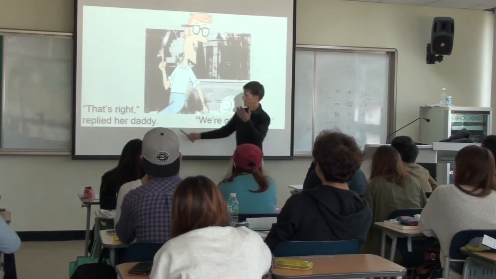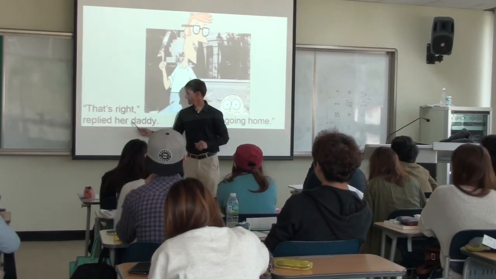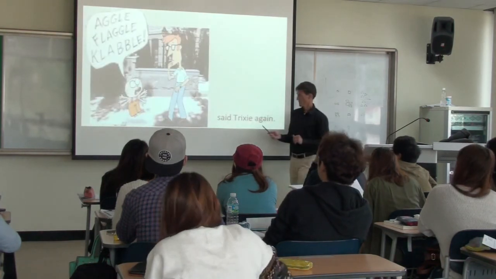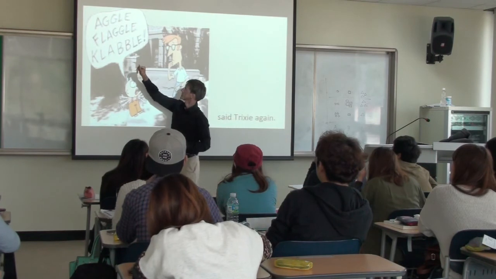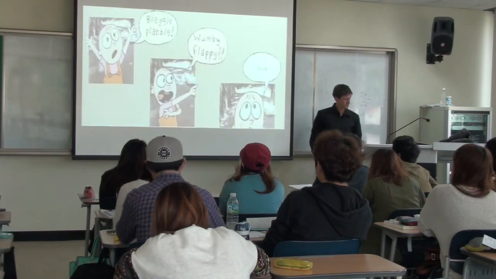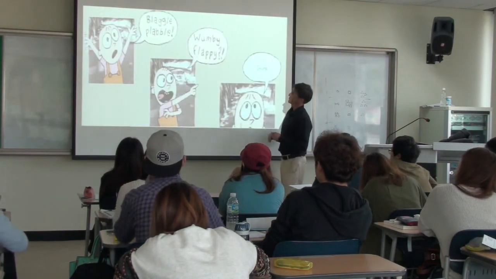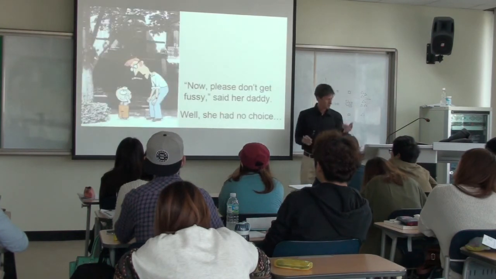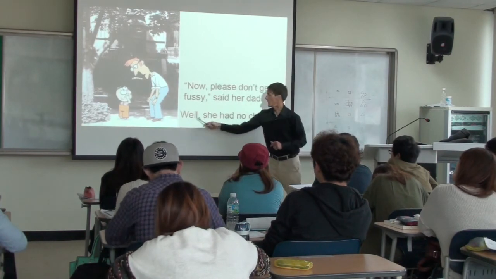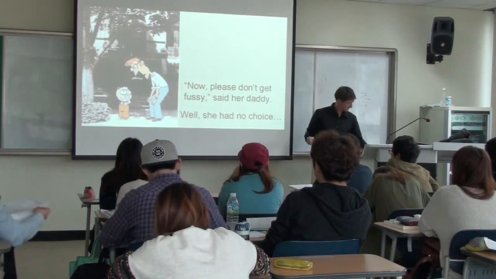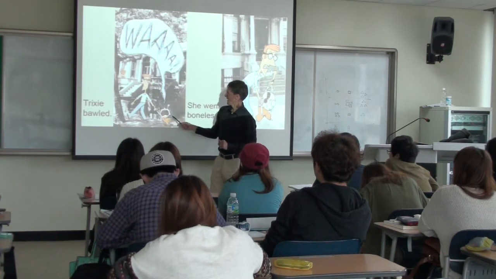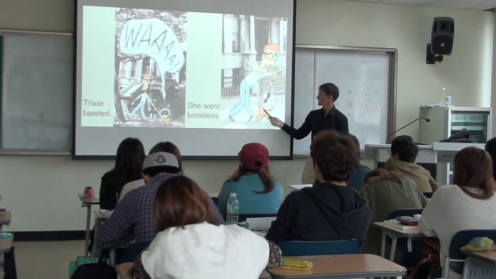It's not words. Remember before she could talk. That's right, replied her daddy, "We're going home." "Aggle, flaggle, clabble," said Trixie again. "Blaggle, plabble, wumpy, flappy, snurp." "Now, please, don't get fussy," said her daddy. Well, she had no choice. Trixie bawled. She went boneless.